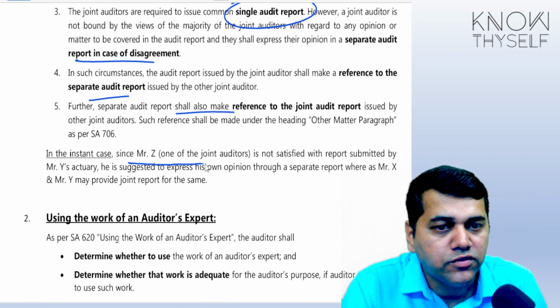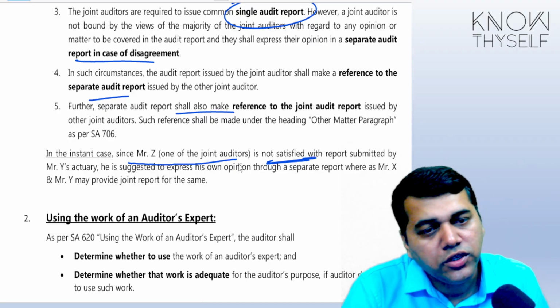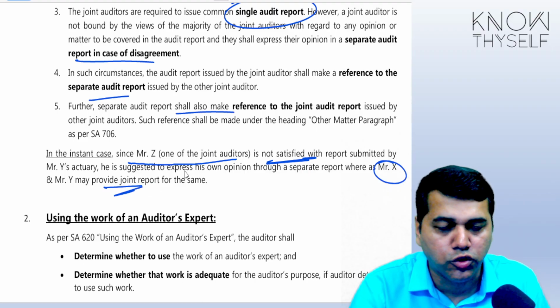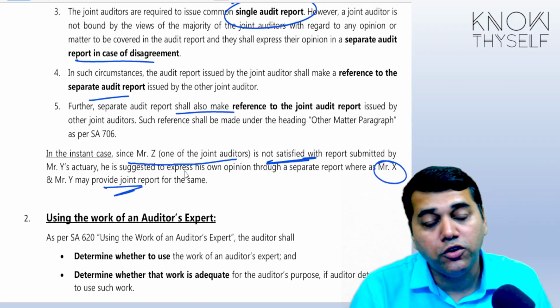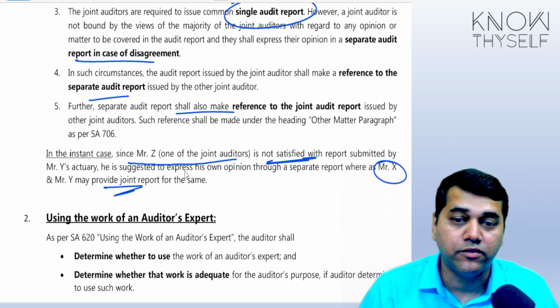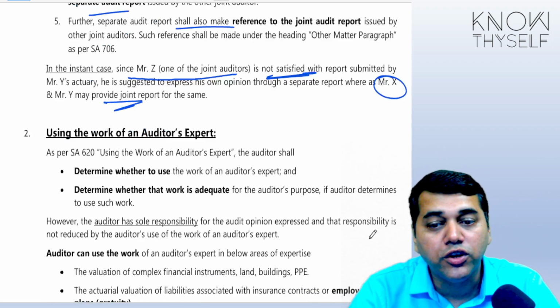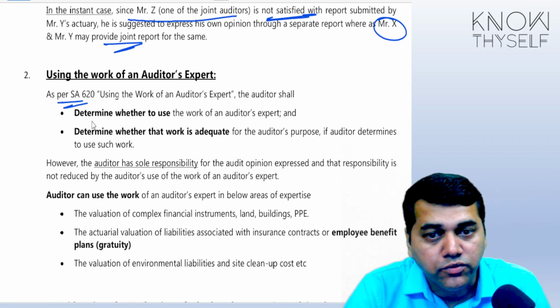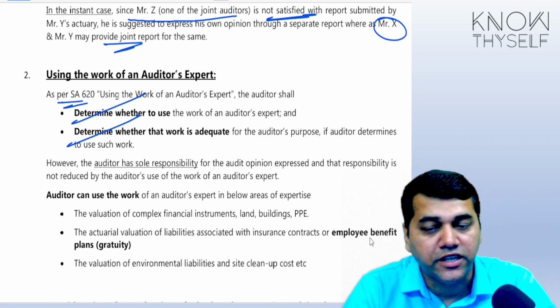So in the instant case, Z, one of the joint auditors, is not satisfied. So he need not listen to X. He can issue a separate report. This is one part of the question. The second part of the question: assuming he has issued a separate report, because he asked our advice, what if that expert's report is going wrong? Then you have to say, SA 620 has got two objectives, whether to use the work and whether the work is adequate.